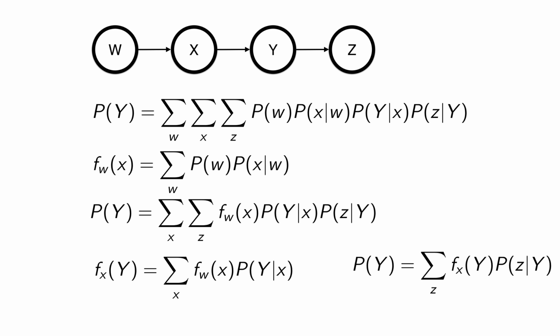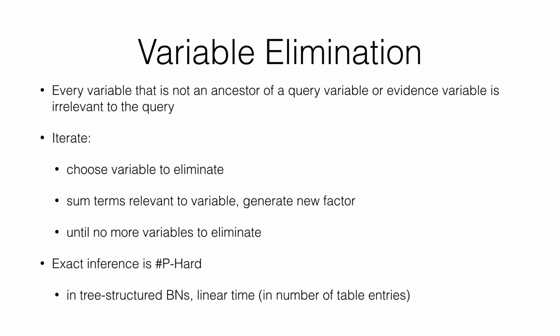So let me summarize variable elimination on one slide. It's based on the idea that every variable that is not an ancestor of a query variable or evidence variable is irrelevant to the query. A query variable is the variable you want to output the probability of, and evidence is something you might want to condition on. In both cases, we want to leave those alone. We don't want to eliminate those. But then everything else should be eliminated.